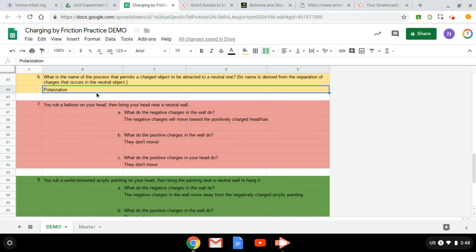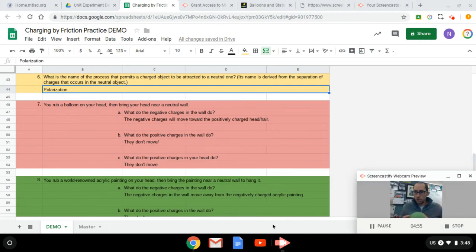Balloon on your head. Bring your head near a neutral wall. So rubbing the balloon on the head, whatever hair you have. So hair, fur, stuff like that tends to give electrons away, become positive. This becomes negative. So I got my positive head here, bringing it toward a neutral wall. The positive charge of my head, of the fur on the top of my head, will attract the negative charges in the neutral wall, okay, and polarize it.